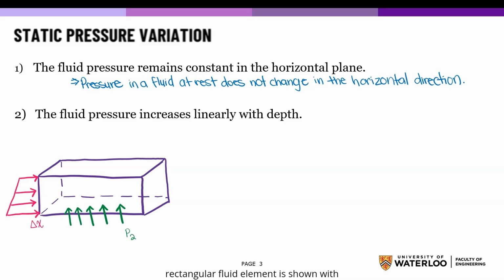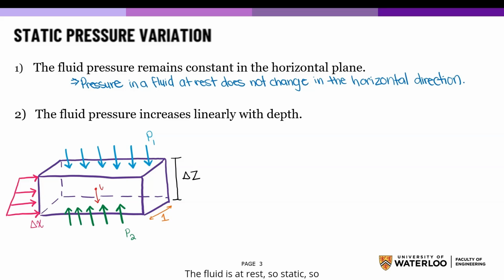The rectangular fluid element is shown with dimensions change in z, which is height, and change in x, which is width. The depth into the page is equal to 1, so this is the assumed unit length. The fluid is at rest, so static, so forces must be balanced in all directions, particularly the vertical z direction.